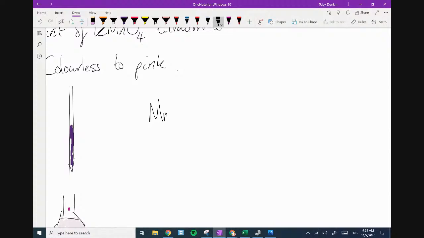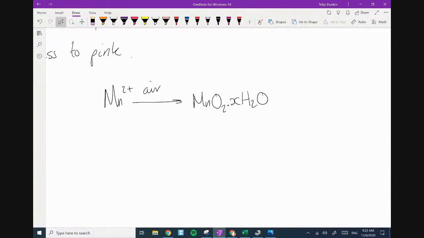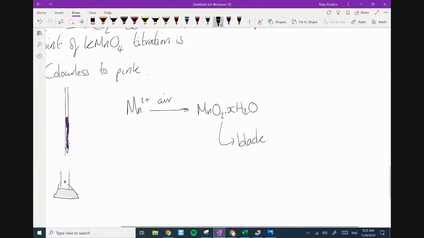So once you've got to Mn2 plus, if you leave this to stand in air, what will happen is you'll form MnO2·xH2O, manganese dioxide in a hydrated form. I believe that is brown. Actually, manganese dioxide is black. And then you can drive it back into manganese oxide as well.